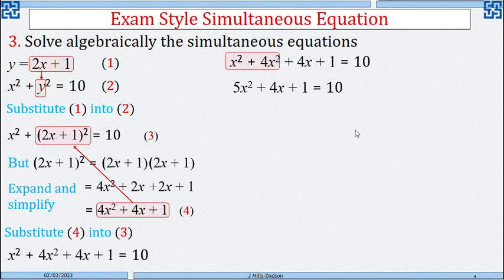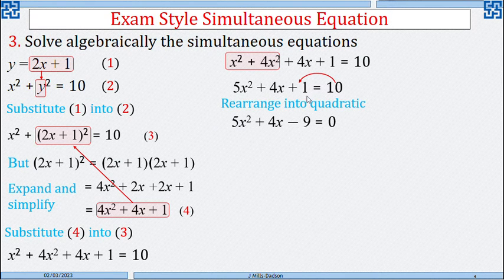Now to rearrange to form a quadratic equation, the only way to make the right hand side equal to 0 is to minus 10 from both sides. So minus 10 from the right hand side and minus 10 from the left hand side. When you do that, you end up having 1 minus 10 is minus 9, 10 minus 10 is 0. So this is the quadratic equation.